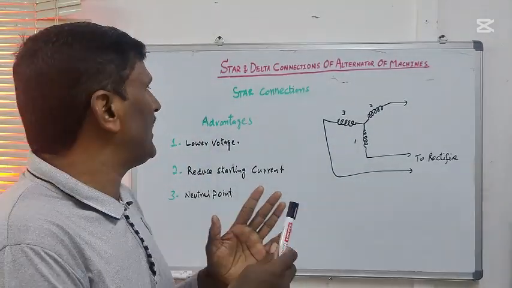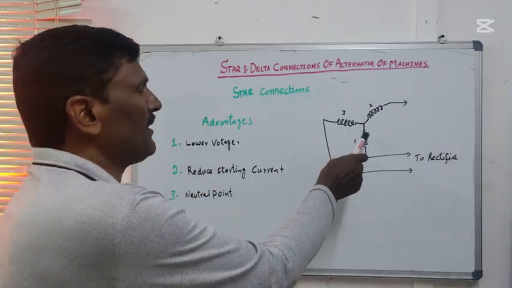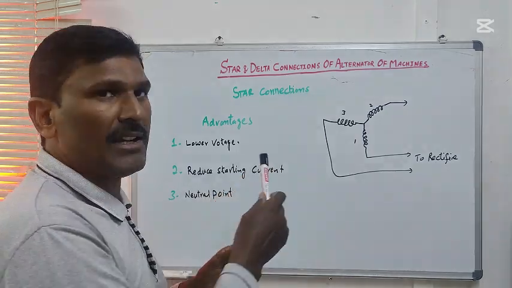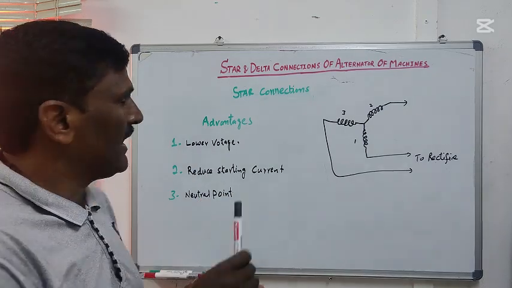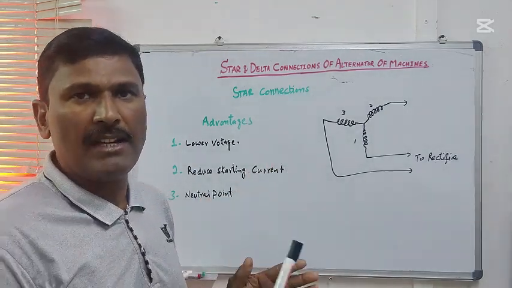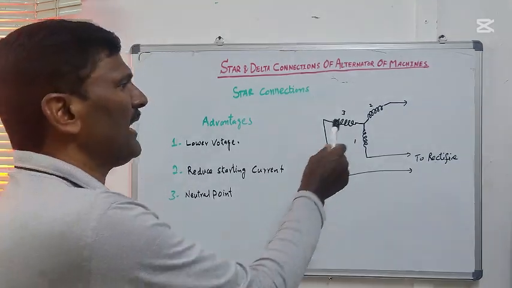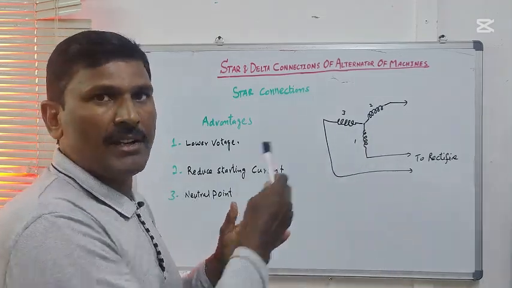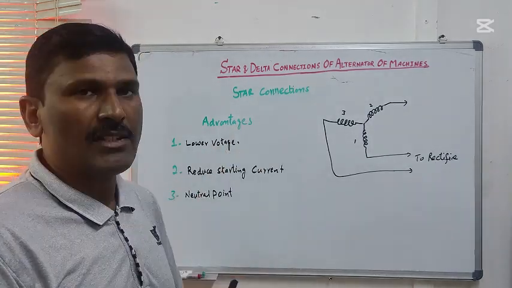So what are the advantages of the star connection? First one is lower voltage. Each phase voltage is lower, making it safer for starting heavy load. Second is reduced starting current. It helps to reduce the stress on the alternator and other components. Third one is the neutral point. It provides the neutral point which we can use in protection or grounding. So these are the advantages of the star connection.